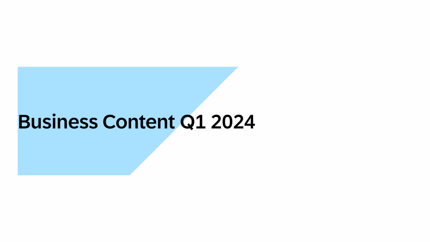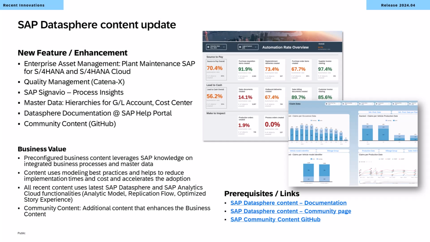Let me give you an update of the business content that we released in Q1 2024 for SAP Datasphere. Before I come to the new packages and the enhancements, let me quickly highlight again the value of the business content. The business content is really a jumpstart for your analytics. It's there so you don't start on a blank slate, but instead use pre-configured data models that tap into the SAP systems and thus benefit from the integration that's already modeled there. As such, it speeds up any implementation, so it reduces the implementation times and the costs in the end. Also, you will find best practices in the content, so it's really a good starting point for any analytics in your company.